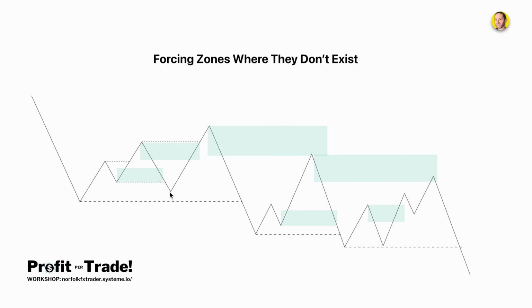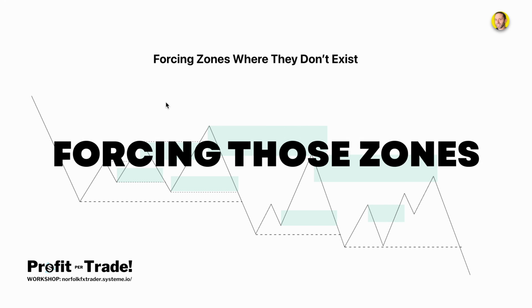And what does that leave? That leaves this area of potential demand. And yet again, that trade fails. And you see another push back to the downside. So you're just marking up and forcing those zones to take a trade from.